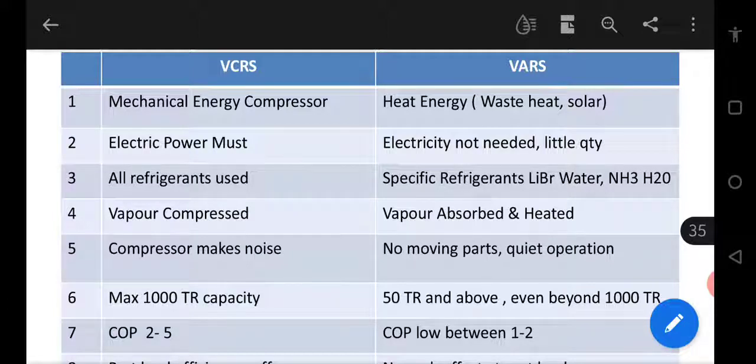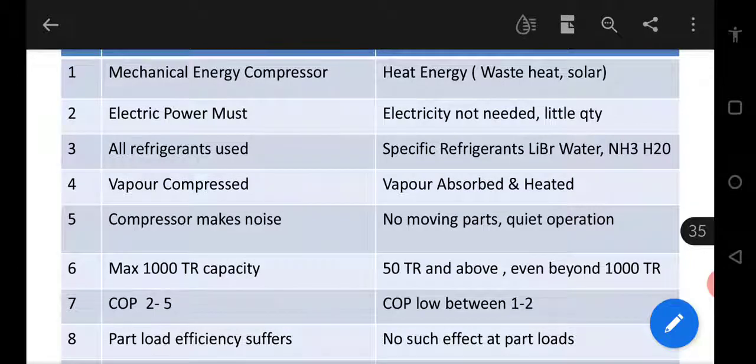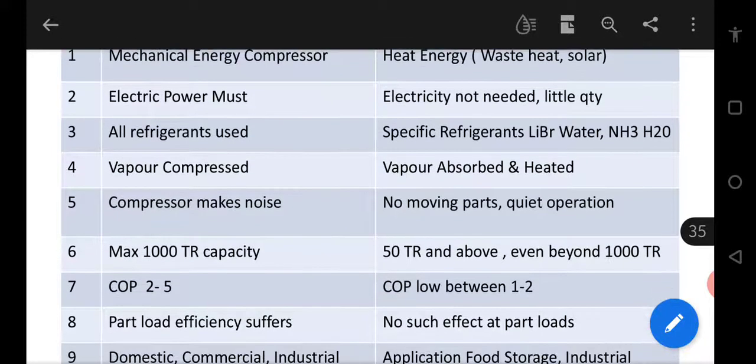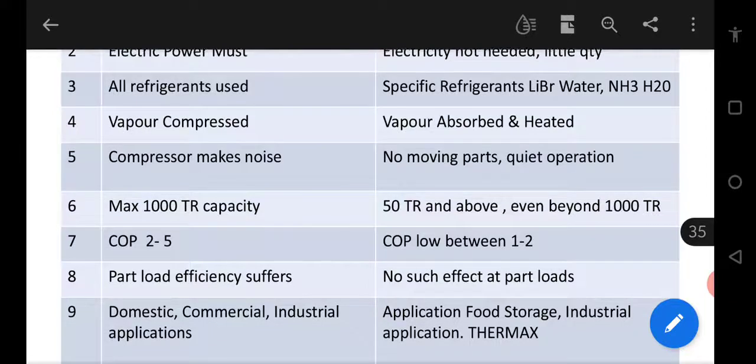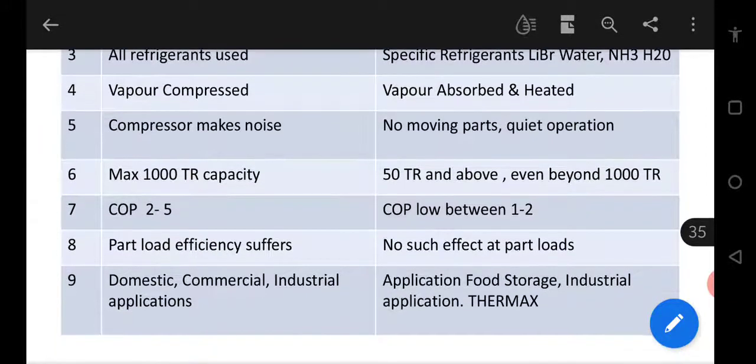Okay. Then, in vapor compression all types of refrigerants are used, but in vapor absorption machines only specific refrigerants which have that miscibility are used, like lithium bromide and water, and ammonia and water. These two are very popular. Vapor is compressed here, whereas in absorption, vapor is absorbed and then heated. The compressor makes a lot of noise, here there are no moving parts. A small pump is there, so it is a very quiet operation.